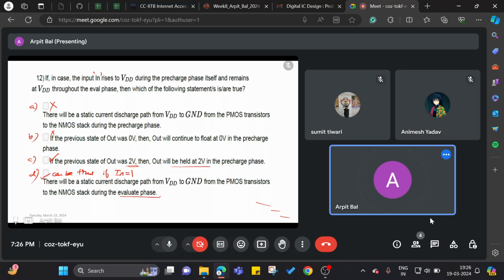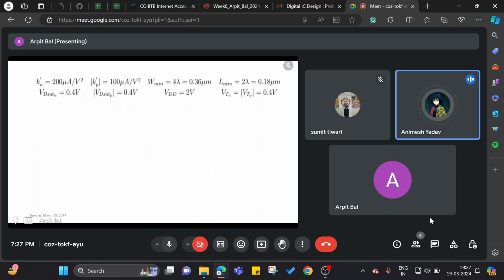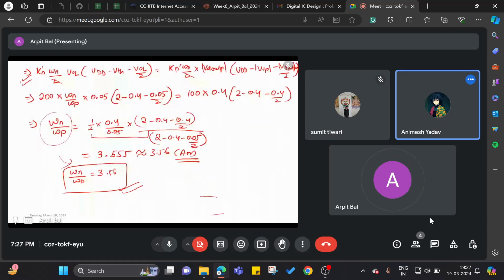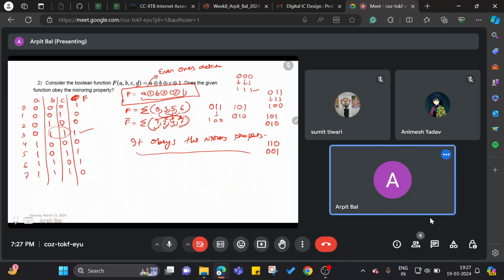Is there any question that you want? Can you show me the slides from the start as a quick summary? Sure. So this was the first question where we were supposed to figure out whether this given equation follows the mirroring property or not. Question 2 was also the same, but the equation was different.